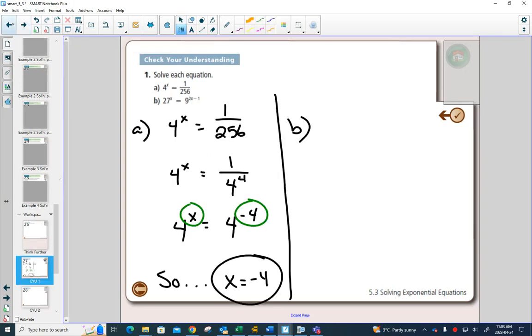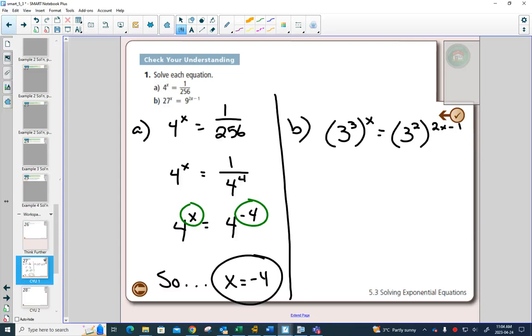So we can take 27 and replace it with 3 cubed. We can take 9 and replace it with 3 squared. And now we have to remember our exponent laws for a power to a power. Do you add? Do you multiply? Do you subtract?